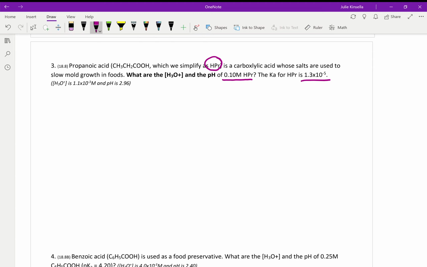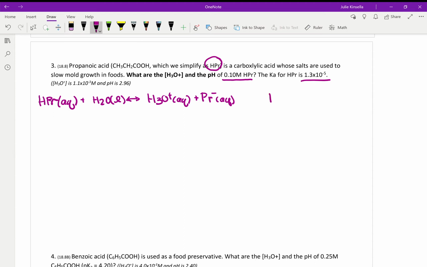So just like in example 1 and 2, we're going to start with the balanced equation. We have our weak acid reacting with water, which is going to act as our Bronsted-Lowry base. So the acid is going to be donating a proton to water to form our hydronium ion. And then we have our negative ion, that is just the conjugate base of our weak acid.